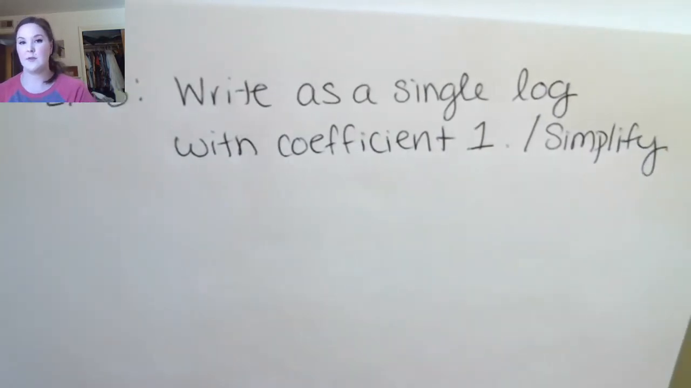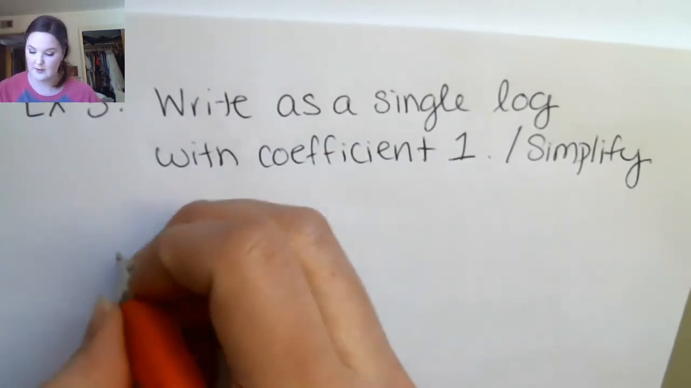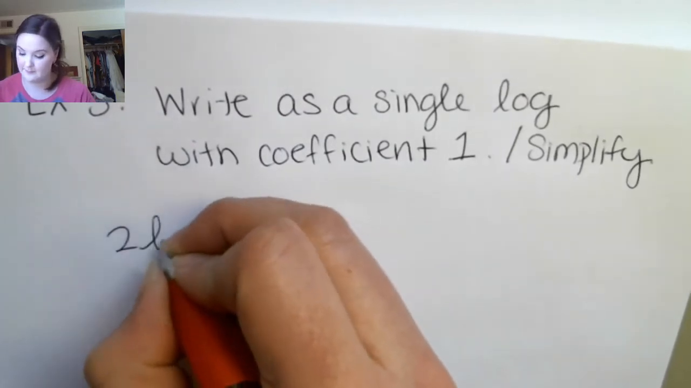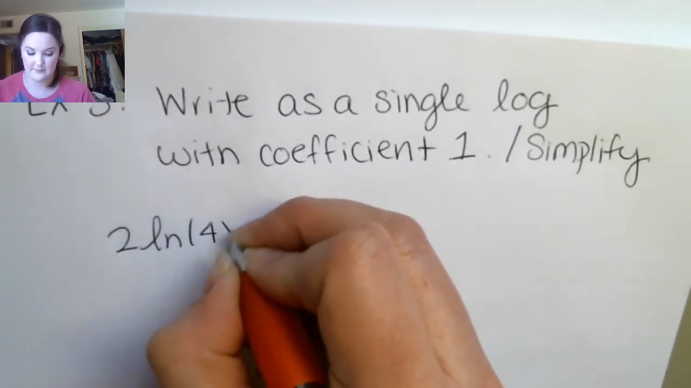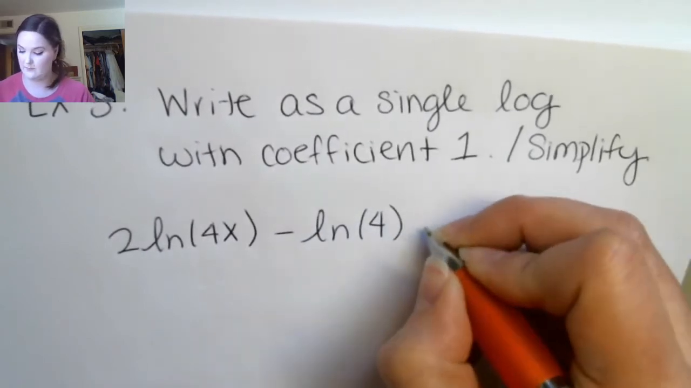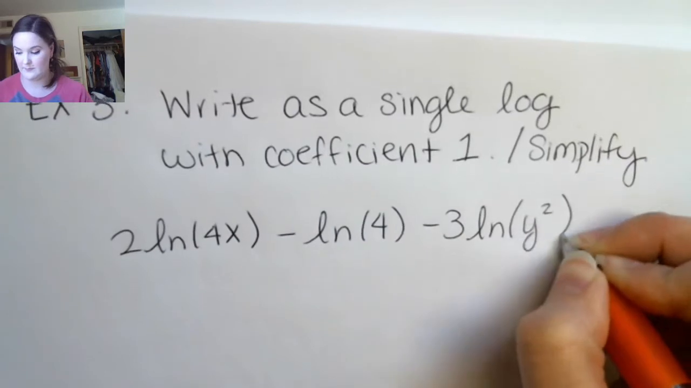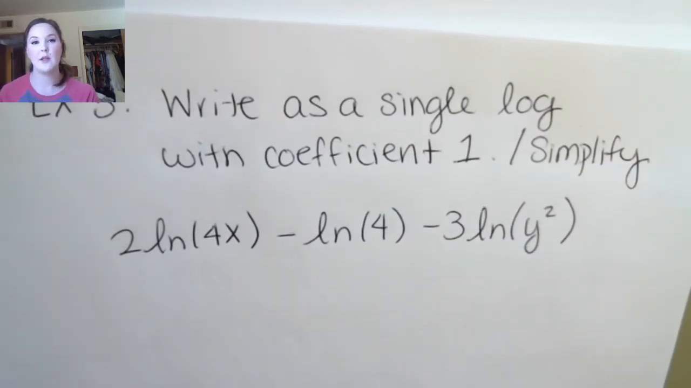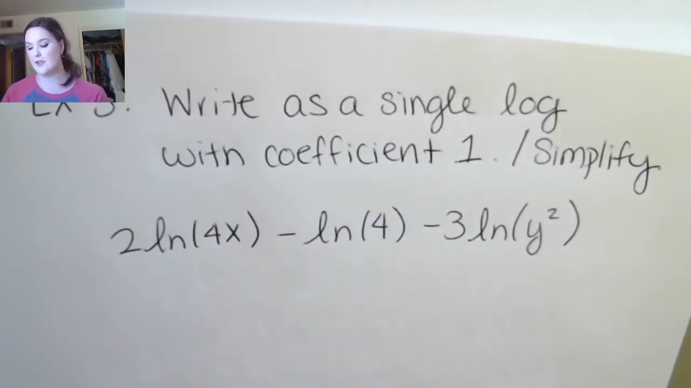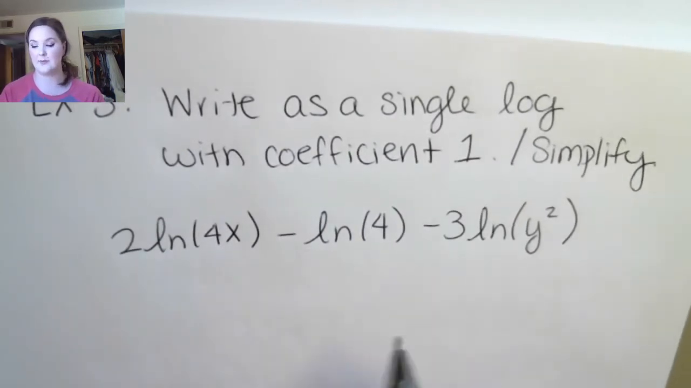Okay, so sometimes the directions will say write as a single log with coefficient 1, and sometimes they'll say simplify. Those really mean the same thing. So I wanted to remind you that with these problems, the first thing you want to do is take the coefficients and turn them into exponents.